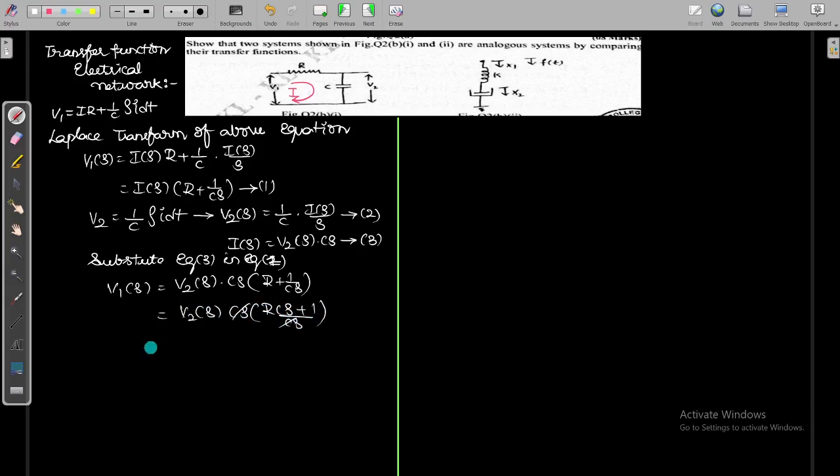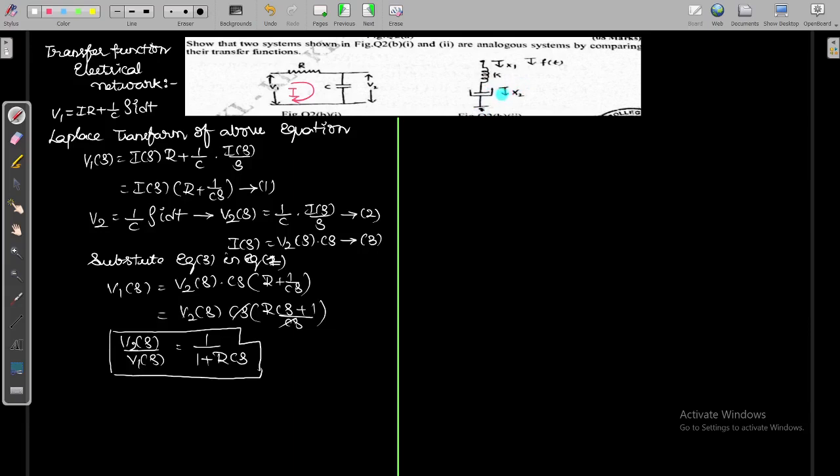The ratio V2 of S divided by V1 of S can be written as 1 plus 1 by RCs. So this is the transfer function of the electrical network. Now we have derived the transfer function of the electrical network, and we have to show that it is analogous to the mechanical network.